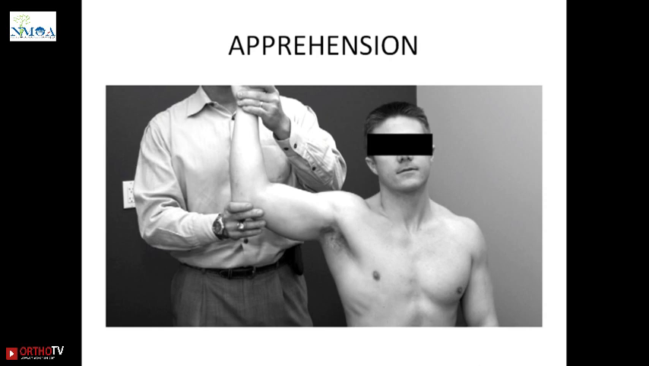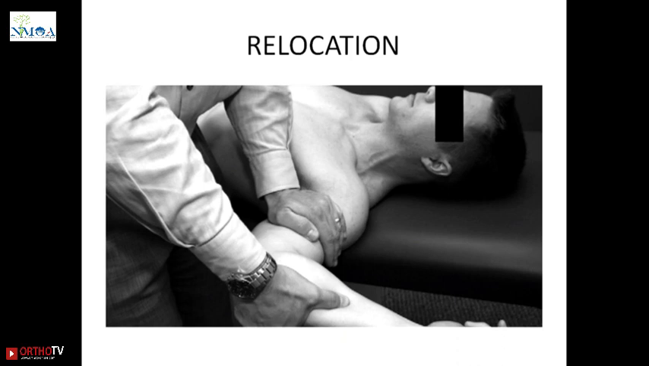Now let us see some tests for instability. The most common test that is done for instability is the apprehension test, usually with the arm in abduction and external rotation. If there is apprehension for forward dislocation of the shoulder, it will tell you about an anterior instability. And in the relocation test, the patient is lying down, an apprehension test is performed in the lying down position, and then a posterior force is given on the arm, and the apprehension should be relieved by this, and that is a positive relocation test.